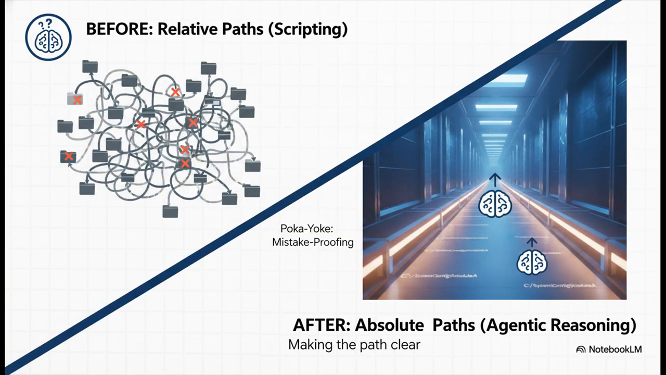Anthropic shares this amazing, super practical tip for ACI: poka-yoke your tools. It's a lean manufacturing term that basically means mistake-proofing. For example, when their engineering agent was navigating file systems, they found it kept making mistakes with relative file paths once it moved out of a root directory.